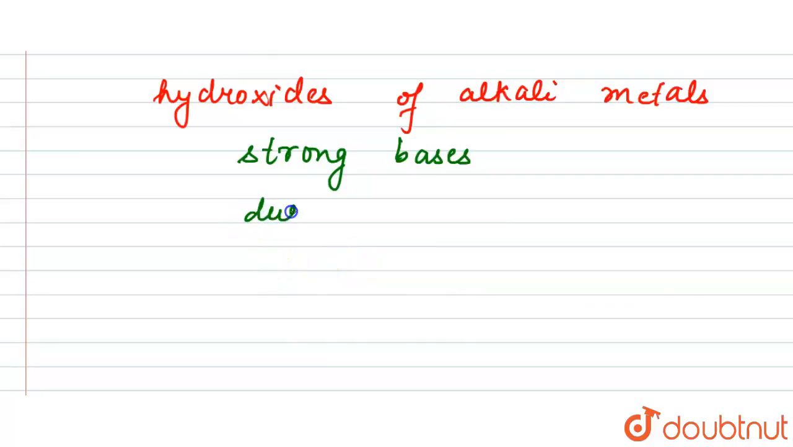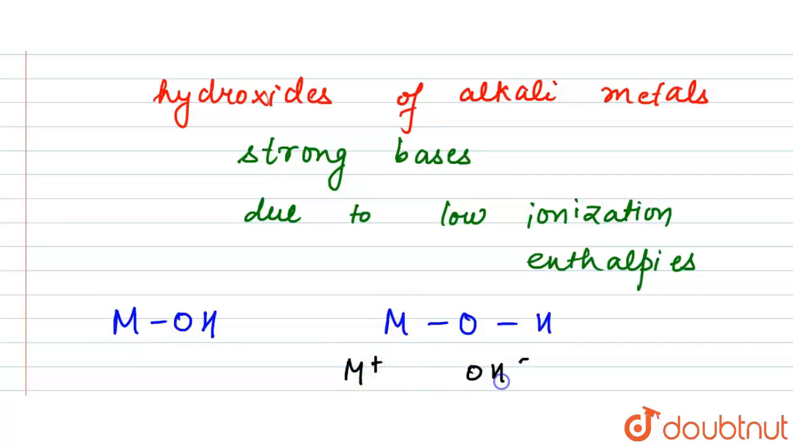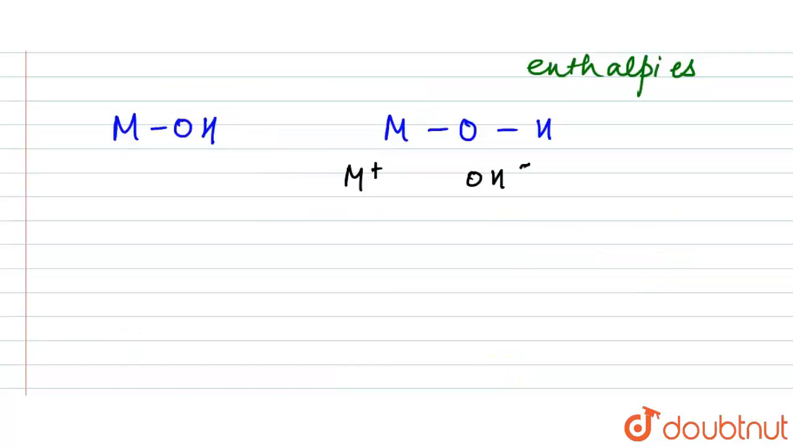Due to low ionization enthalpies, here we have the MOH, the M-OH bond. This bond can easily break and we will have the formation of M+ and OH-.